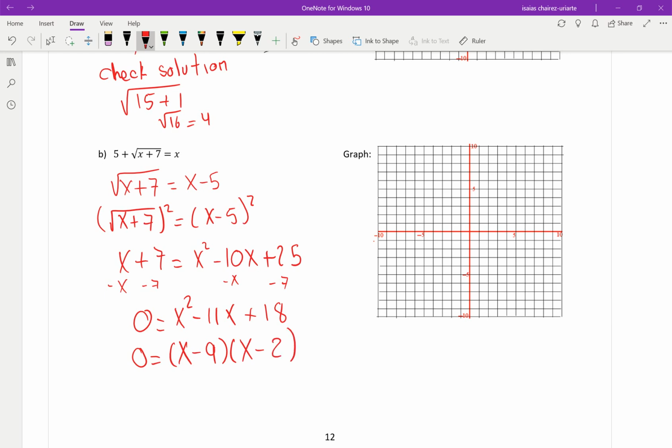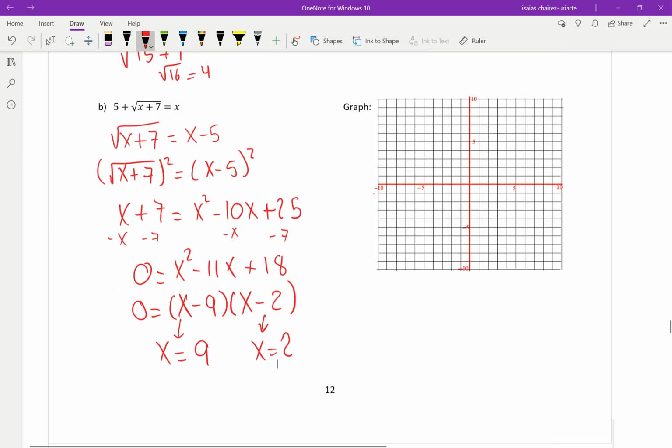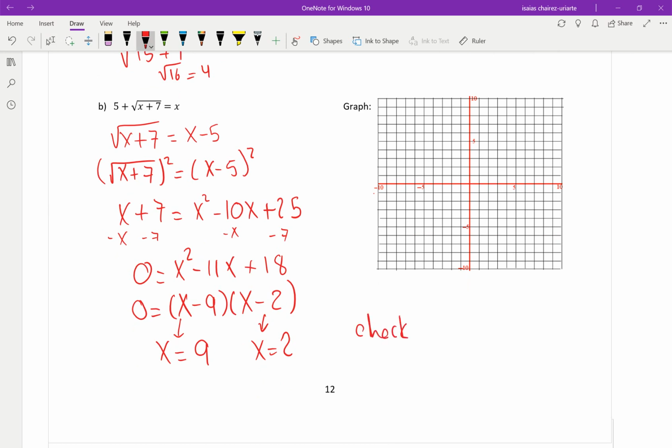Okay, so that tells me that I have two solutions: x equals 9 and x equals 2. Let me just make sure, again, we gotta check our answers here. So let me check the solutions.